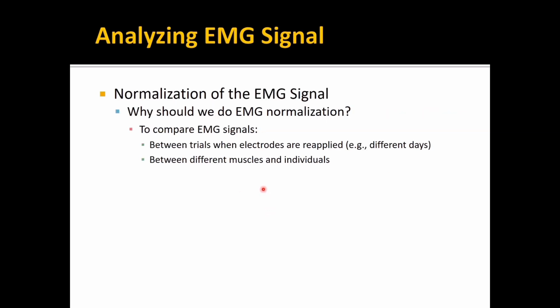Let me talk about normalization of the EMG signal. So why should we do EMG normalization? EMG signals need to be normalized to compare the EMG signals between trials when electrodes are reapplied, for example, data collection on different days. Also, to compare EMG signals between different muscles and different individuals. This is why we have to do EMG normalization.